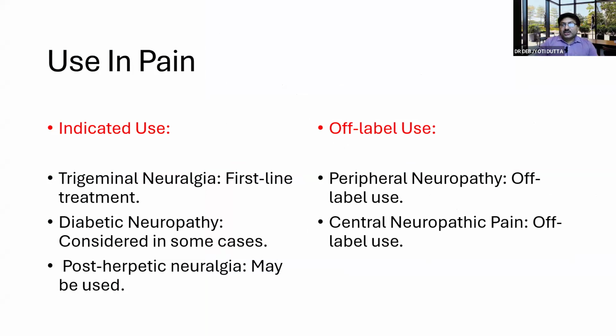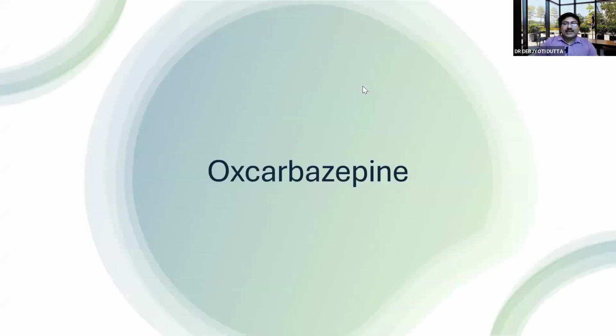Now, coming to the indicated and off-label uses of carbamazepine: trigeminal neuralgia, it's the first-line treatment. Diabetic neuropathy, in some cases it may be considered. Post-herpetic neuralgia, it may be used. Off-label uses include peripheral neuropathy and central neuropathic pain. Usually, we do not routinely use it as an off-label use.